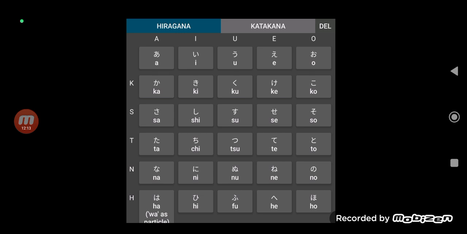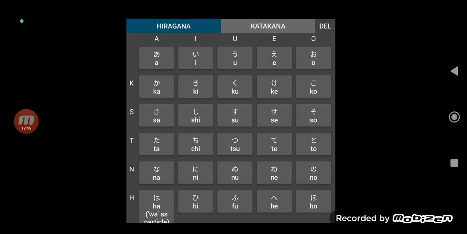So that's ka, ki, ku, ke, ko. And for S, sa, shi, su, se, so. For T, ta, chi, tsu, te, to. For N, na, ni, nu, ne, no. So the column for U: u, ku, su, tsu, nu, fu. The column for U is the U sound, not u-verb but U sound.